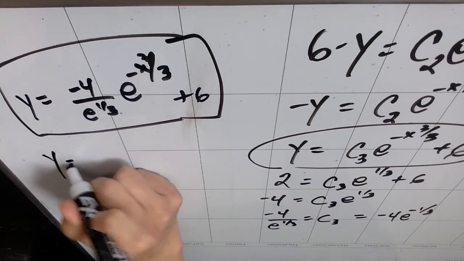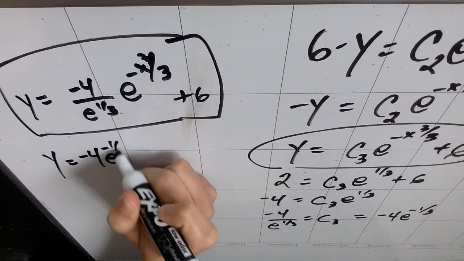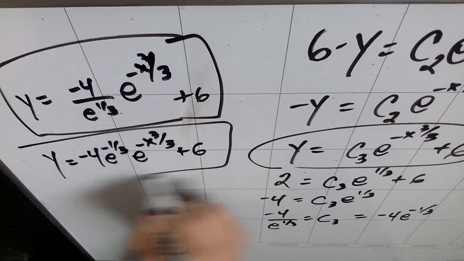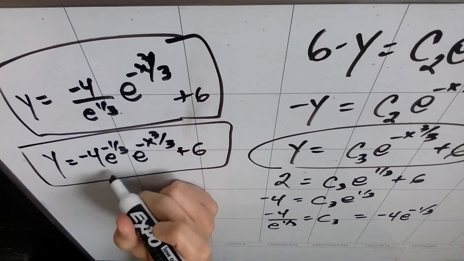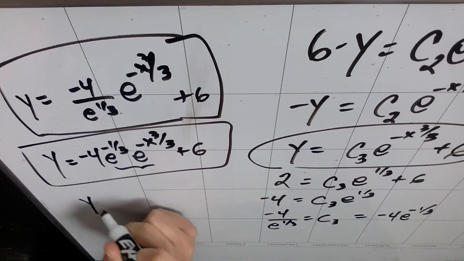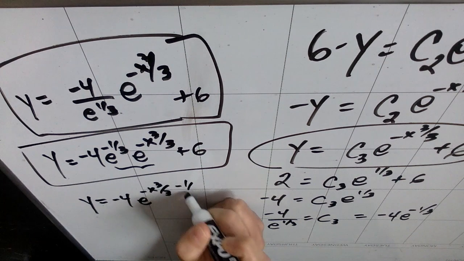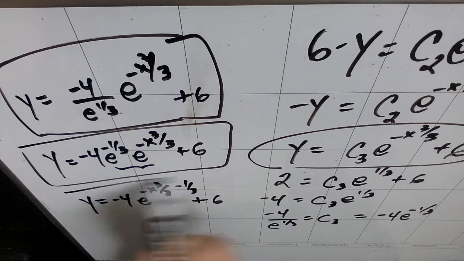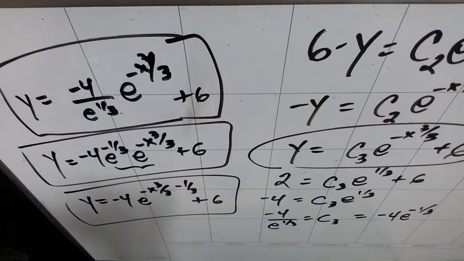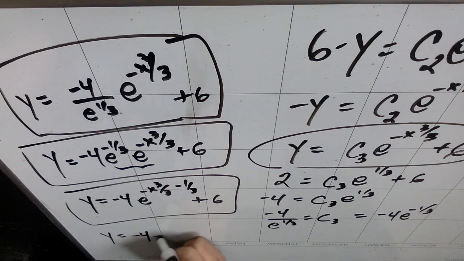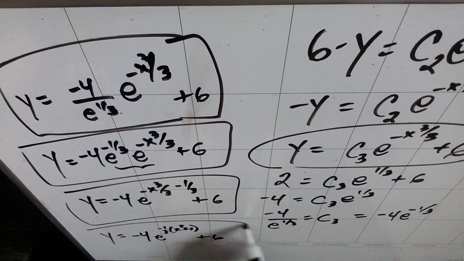The other way you might see this is as -4 e to the -1/3 e to the negative x cubed over 3 plus 6. That's also fine. Probably the most common way you're likely to see this is with the e's combined. So you're going to see this as y equals negative 4e to the negative x cubed over 3 minus 1/3, all plus a 6. That's also fine. And then the final option, if we're being really picky about all these different options, is negative 4e to the, and then you could actually factor out, if you wanted, a negative 1/3 and have this be an x squared plus 1, all plus a 6. Any of these are totally right.